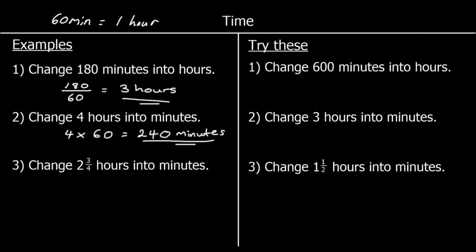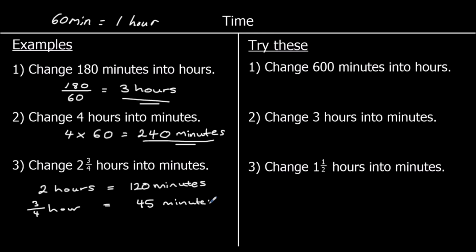And the third one, change 2 3/4 hours into minutes. So 2 hours is 2 60s, so 120 minutes. And how many minutes in 3/4 of an hour? So a quarter of an hour is 15 minutes. 3/4 of an hour is 3 15s, 45 minutes. So we've got 120 plus 45. So we've got 165 minutes.